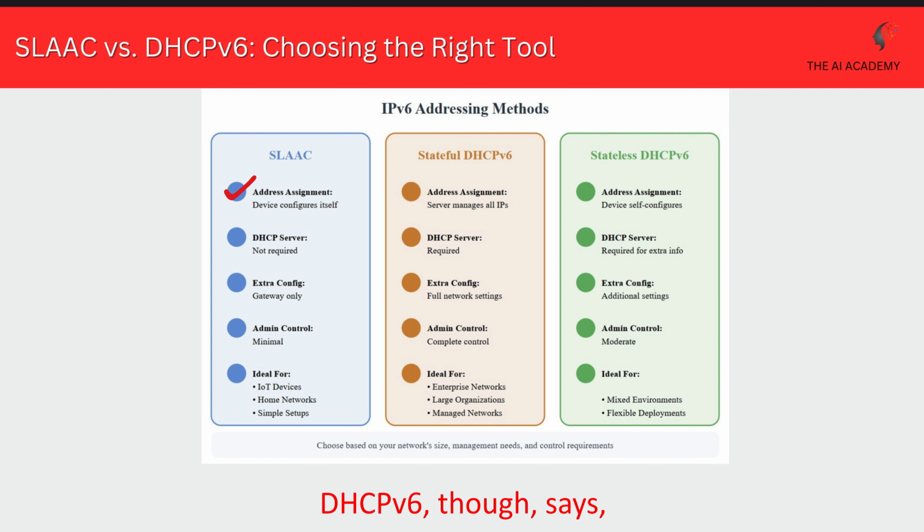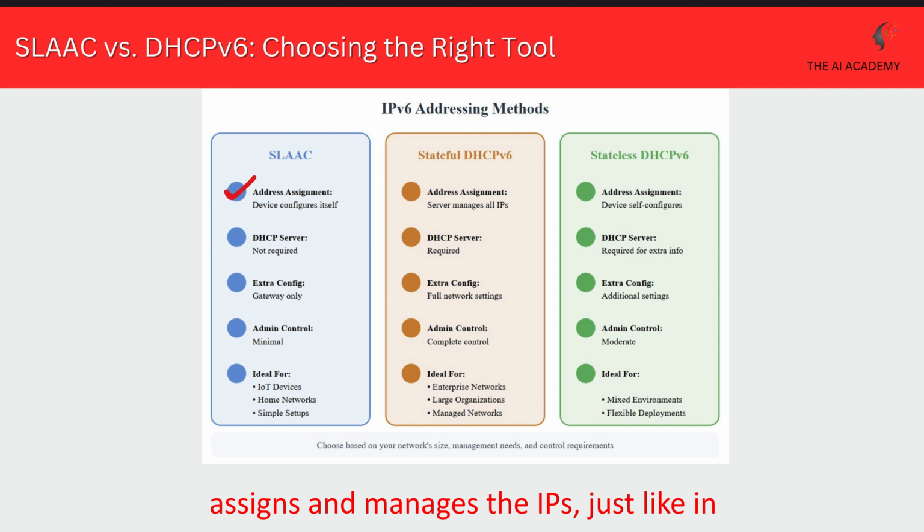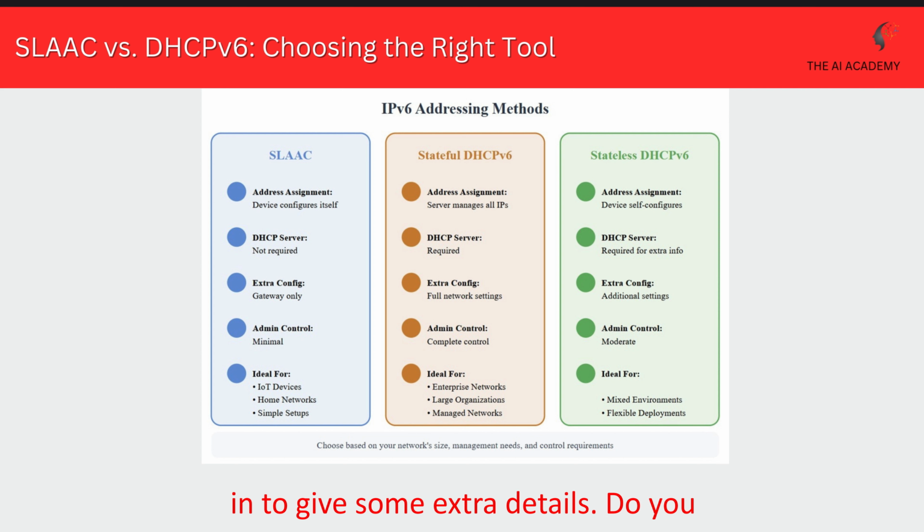Stateful DHCPv6, though, says, nope, I'm in charge. The server assigns and manages the IPs, just like in the IPv4 world. Then we have stateless DHCPv6, a little hybrid. Devices still configure their own addresses, but the server steps in to give some extra details. Do you need a DHCP server? Here's where things get interesting. SLAAC? Nope, it doesn't need a DHCP server at all. It's self-sufficient. Both stateful DHCPv6 and stateless DHCPv6, on the other hand, rely on a DHCP server to do their job.